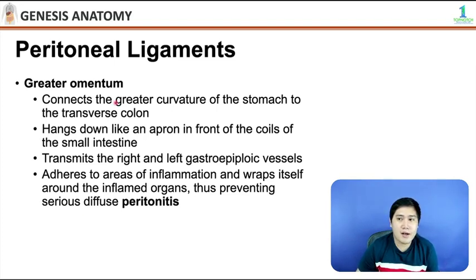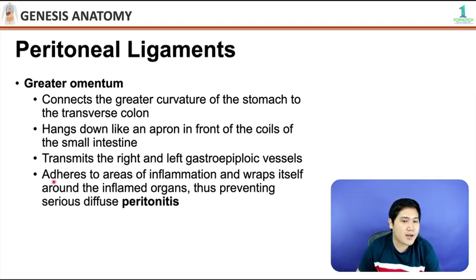So, this is your greater omentum. It is called greater, and it is attached to the greater curvature of the stomach and to another viscus, which is the transverse colon. It hangs down like an apron in front of the coils of the small intestine, and functions to transmit the right and left gastroepiploic vessels. These vessels will supply your greater curvature.